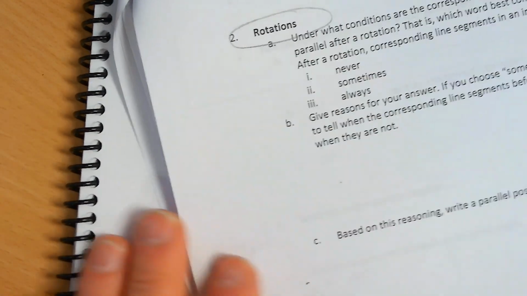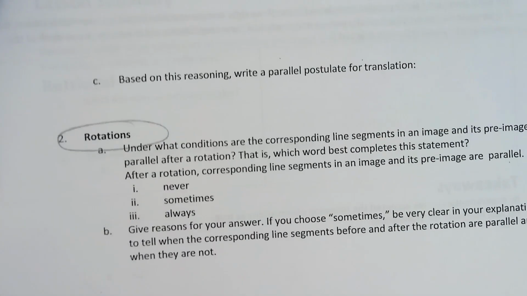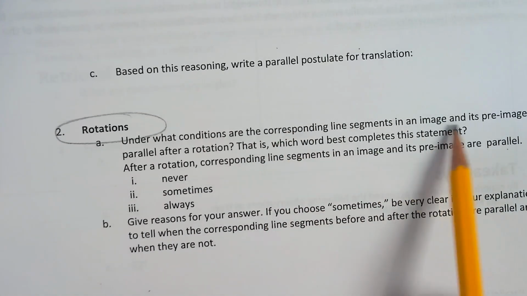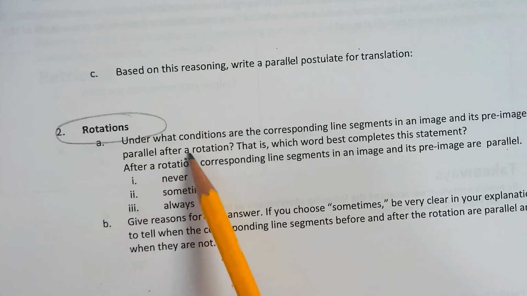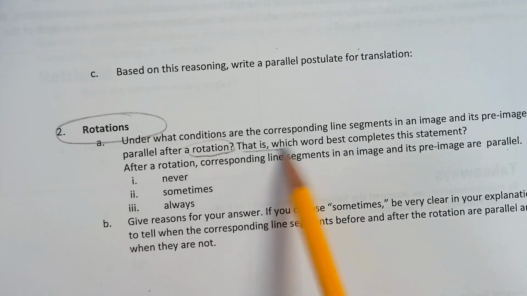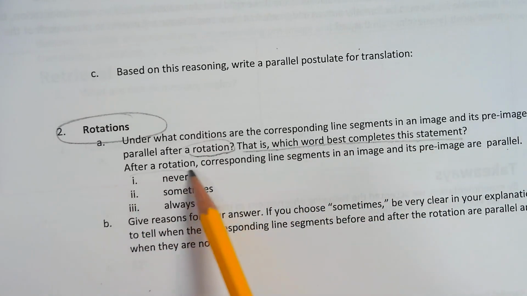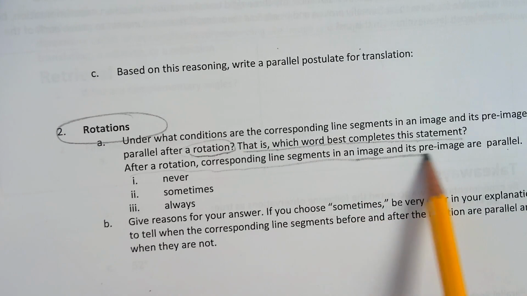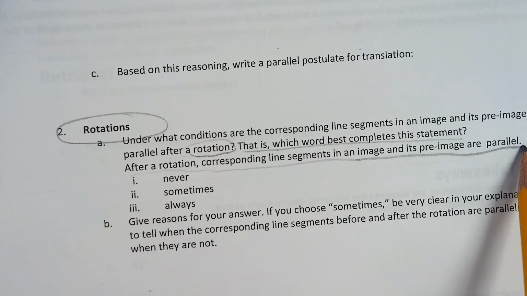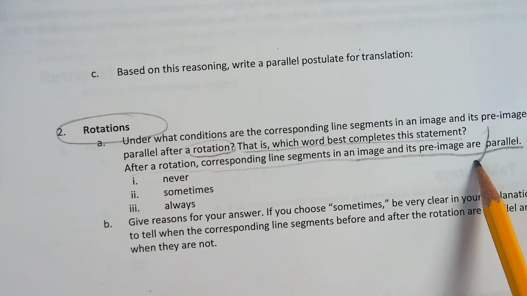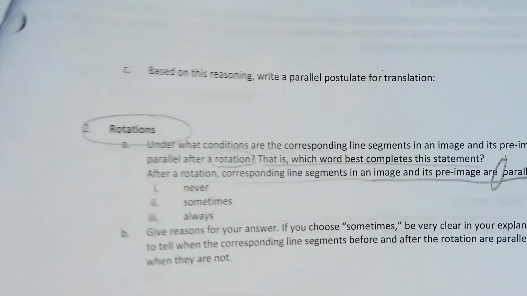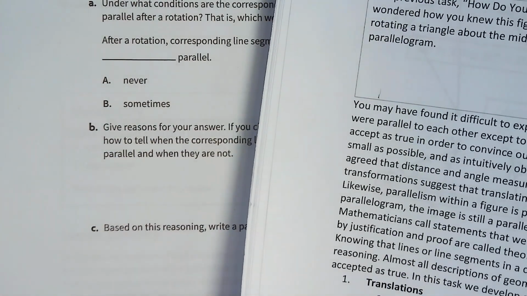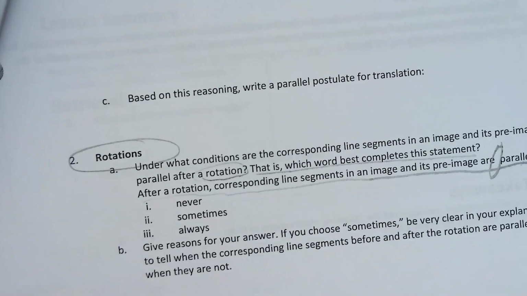Let's check in with these guys. On to rotations. Under what conditions are the corresponding line segments of an image and a pre-image parallel after a rotation? That is, which word best completes this statement? After a rotation, corresponding line segments in an image and a pre-image are blank parallel. Oh, the blank goes in here. Did they screw that up in the last one? Yeah, they did.